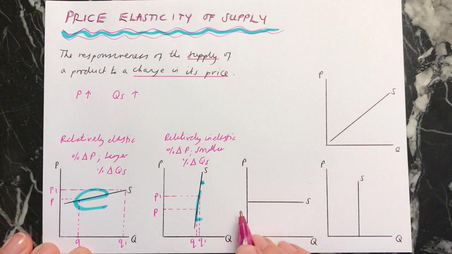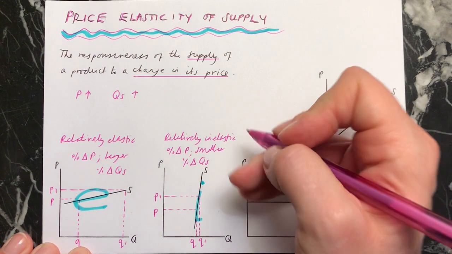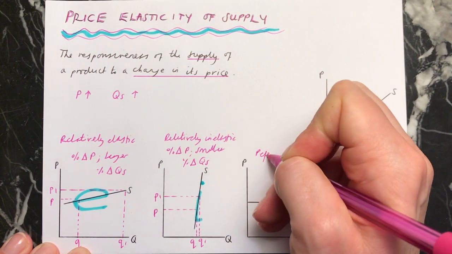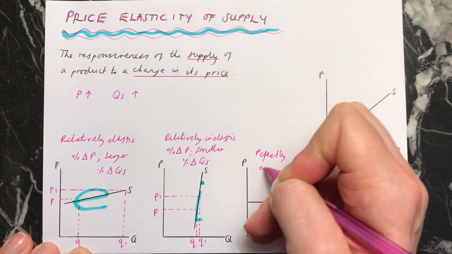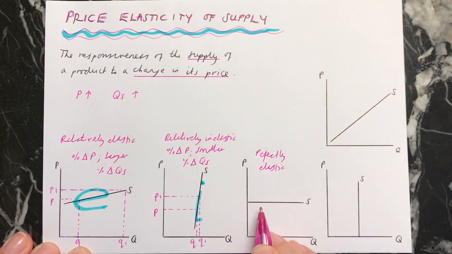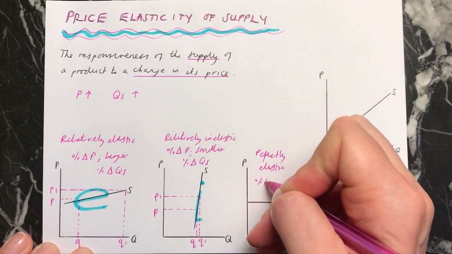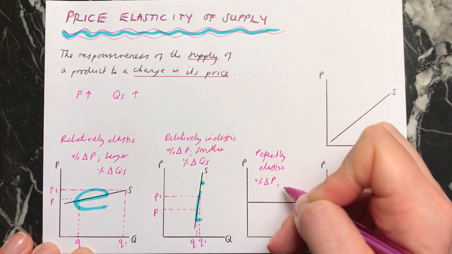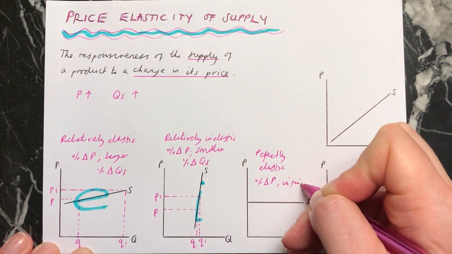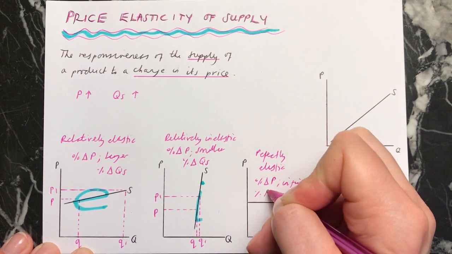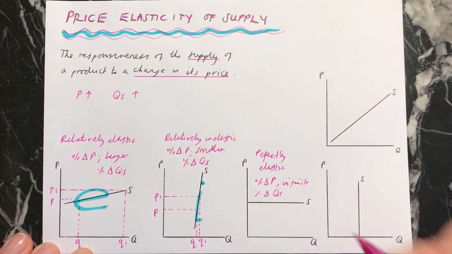This curve here is completely horizontal. This is perfectly elastic. It really looks like the beginning of your E letter. This is perfectly elastic. And this means a percentage change in price causes an infinite percentage change in the quantity being supplied.